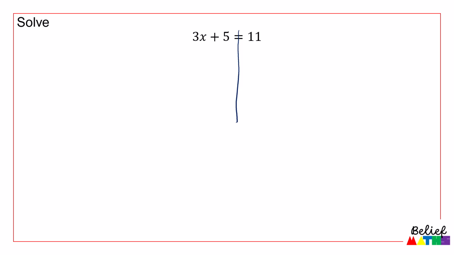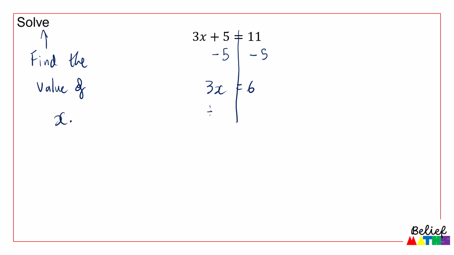Now, solve, all that means is to find the value of x. So we want to figure out what that x is, or in some cases it might be y or z or w. We want to figure out that unknown, that letter, that variable. So to get that, we're going to try and isolate that. The first thing we're going to do is get rid of this 5. We're going to subtract 5 from both sides. That gives us 3x equals 6. So we know what 3x is. To then get 1x, we're just going to divide both sides by 3. And that gives us x equals 2. So our answer to this is x equals 2.